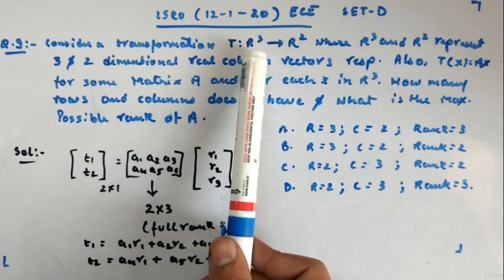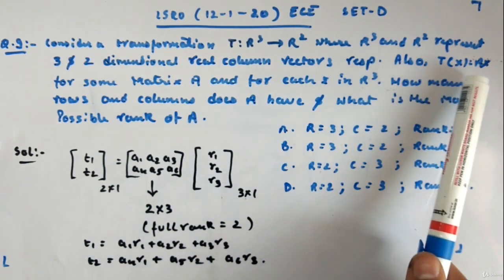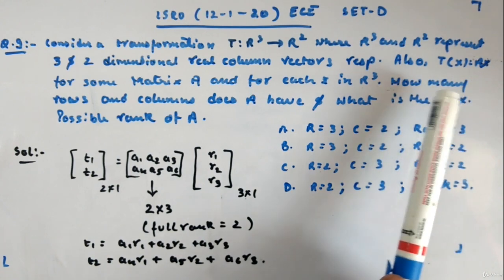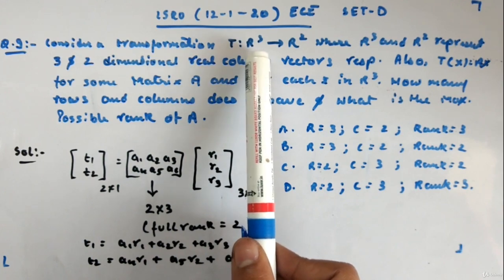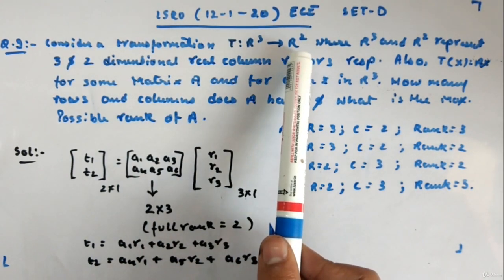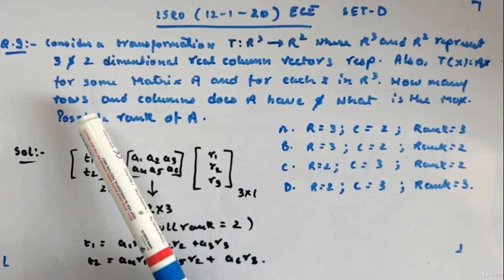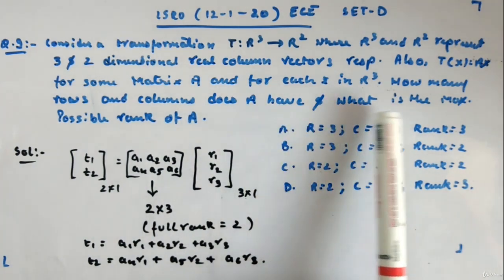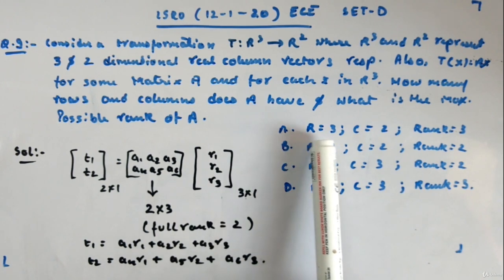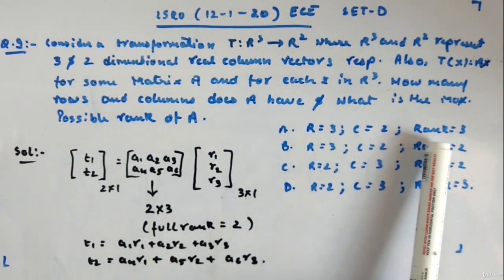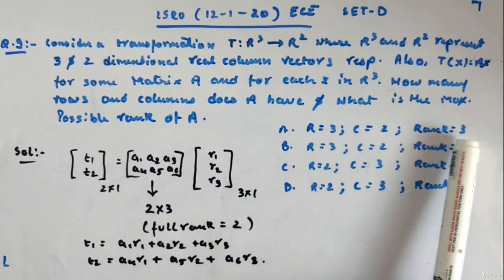So a 3-dimensional column vector is converting into a 2-dimensional column vector, and also it is given T of x is equal to A of x. Means some matrix A will take the R3 vectors and multiply them and make it an R2 vector. For each x in R3, how many rows and columns does A have, and what is the maximum possible rank of A? The options are: A, R is equal to 3, C is equal to 2, rank is equal to 3.